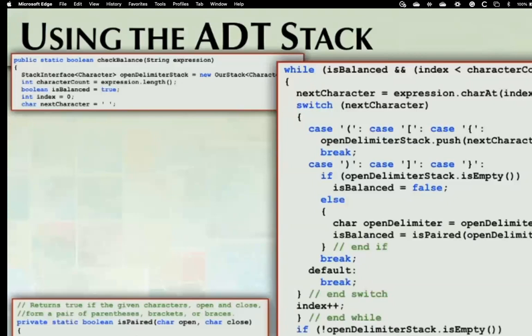Once the expression has been scanned, if there are still delimiters in the stack, the expression is not balanced. If the stack is empty, then either it is balanced because we scanned the entire expression, or it was found unbalanced since a closed delimiter was found when the stack was empty. In either case, isBalanced has already been correctly set, so we can just return isBalanced in the method.